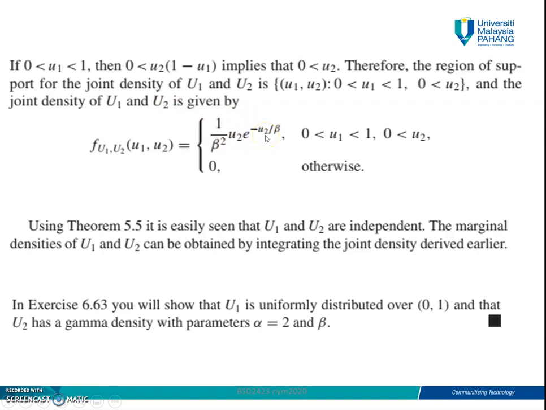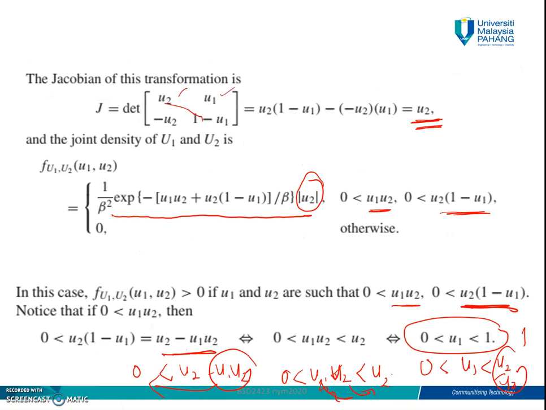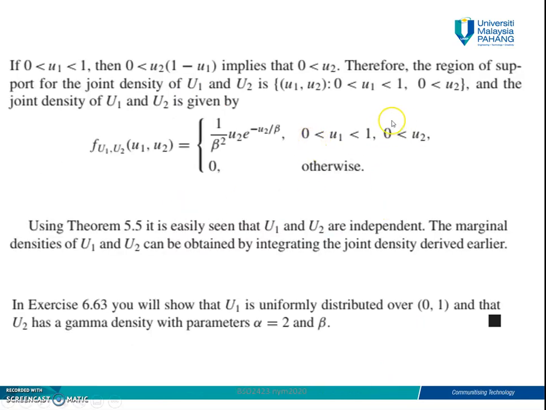So remember, the formula to get the joint density function of u1 and u2 is given like this. When you substitute and confirm the limits, you will have this one. Another important point: using theorem 5.5, it is easily seen that u1 and u2 are independent, because the marginal density can be obtained by integrating the joint density derived earlier. So if you want to find the marginal density function for u1 and u2, you can use theorem 5.5 with this joint density function, because we know they are independent.